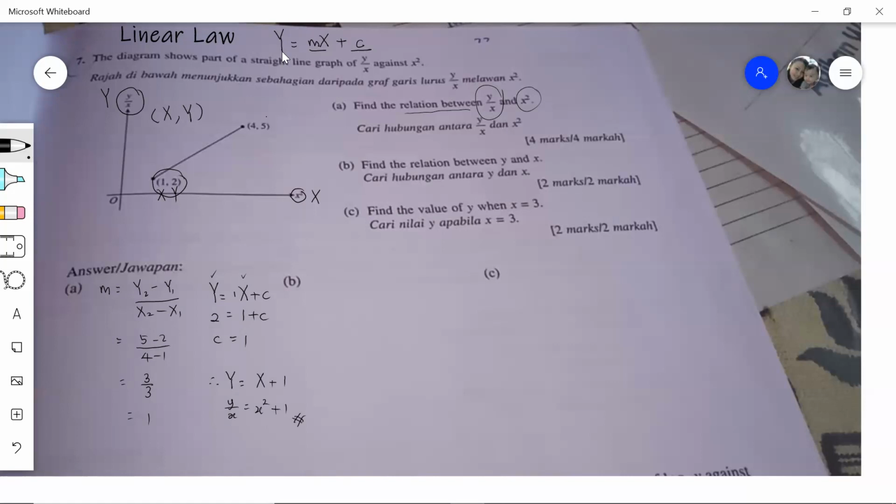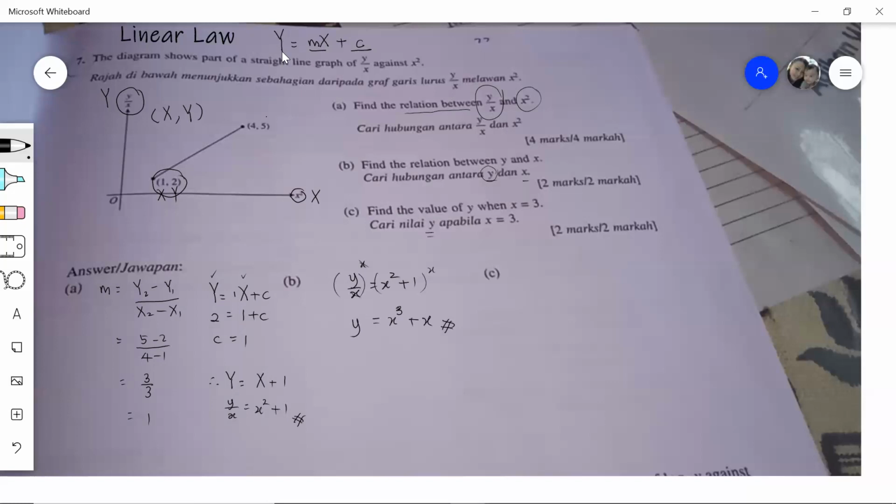Now part B. Find the relation between y and x. So y and x, that means we have to try to write our subject in terms of y. So that has to start with y over x equals to x squared plus 1. So we don't want the x to be on the left-hand side. So both sides we multiply with x so that we can cancel off the x on the left-hand side and left with y. And for the right-hand side, we will have x squared times x, which is x cubed, plus 1 times x, which is x. So this is the relation between y and x.